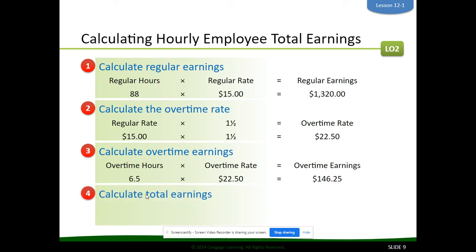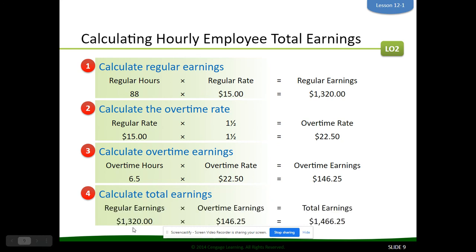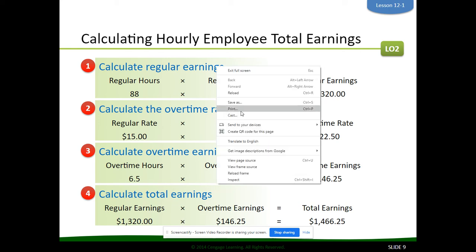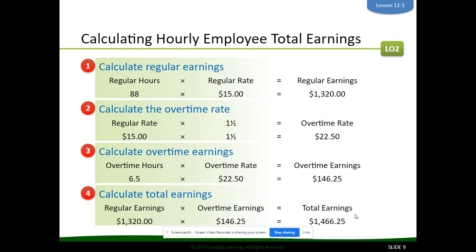And then in order to figure out our total earnings for the pay period, we're going to take our regular earnings and add in our overtime earnings. This says multiply, but it should be add. So we're going to put a little plus sign here, and that's going to give you your total earnings.